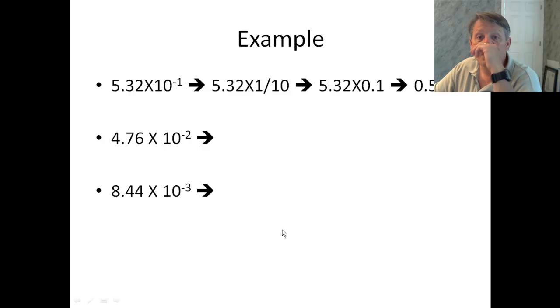All right, here's another one where we're multiplying by 10 to the minus 1. Well, that tells me instead of multiplying by 10, I'm multiplying by 0.1. So I'm actually moving my decimal point 1 position to the left, right? Because I'm multiplying by 1/10 or 0.1, right? So I'm going to come up with 0.532, right?